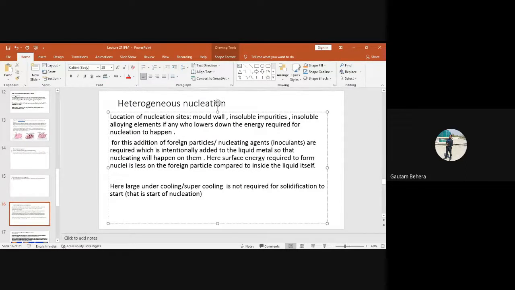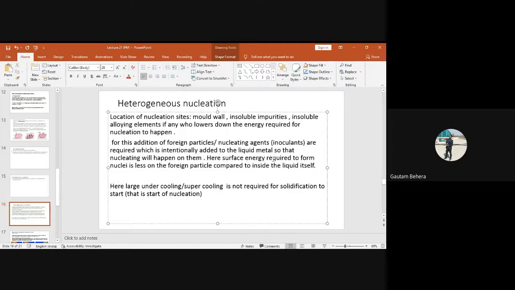For this, addition of foreign particles, nucleating agents, you have to remember: if you are intentionally adding some alloying element, some impurity element, or some foreign particles into the liquid to start the solidification or the nucleation stage, those particles are called nucleating agent or inoculant. In the GATE examination, a lot of questions may come from this part. They are intentionally added to the liquid metal so that nucleation will happen on them.